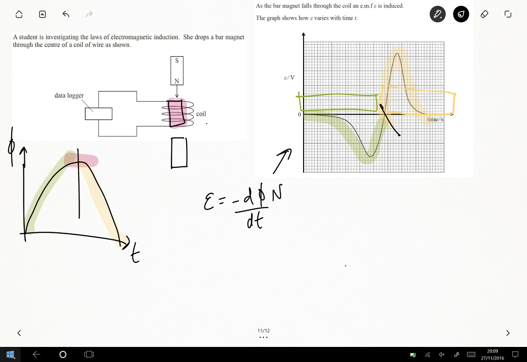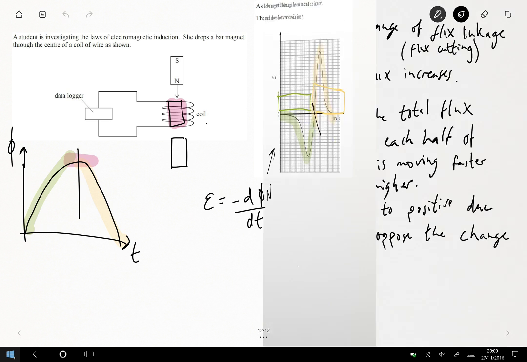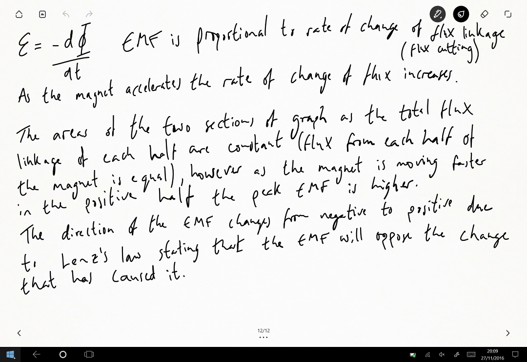So, I'd like you to look at my rough model answer, and then we'll look at the mark scheme. My answer is this. You can read for yourselves, but I'll read it just in case you can't. The EMF is equal to minus d phi by dt. EMF is proportional to the rate of change of flux linkage. So I'm explaining the equation.